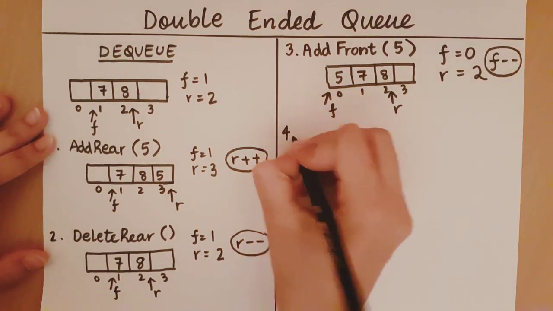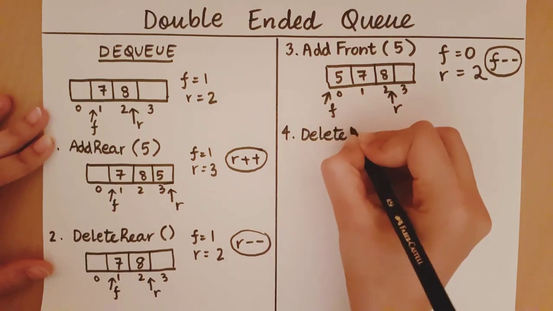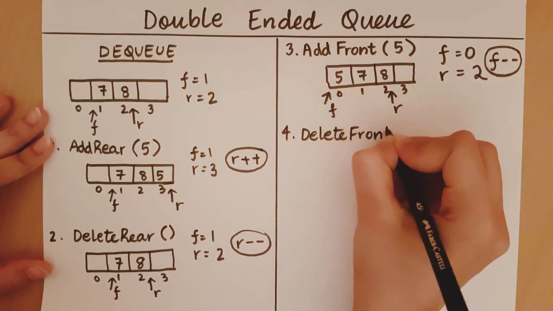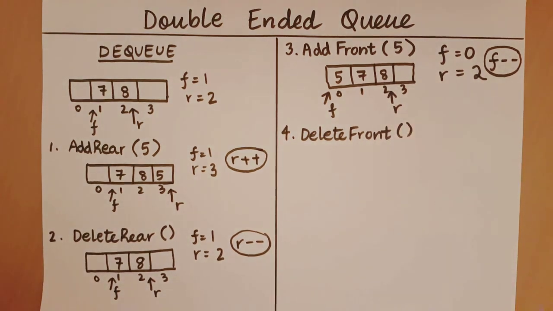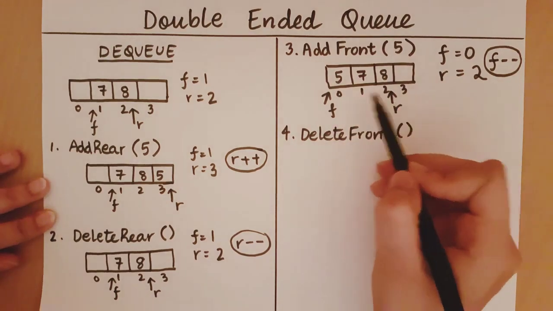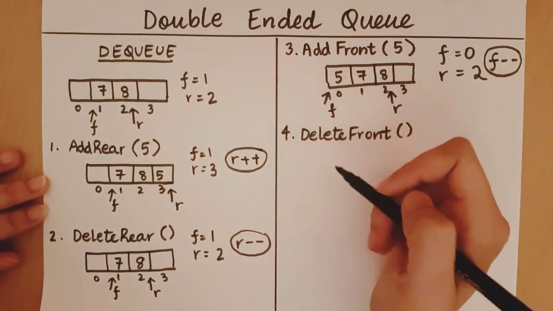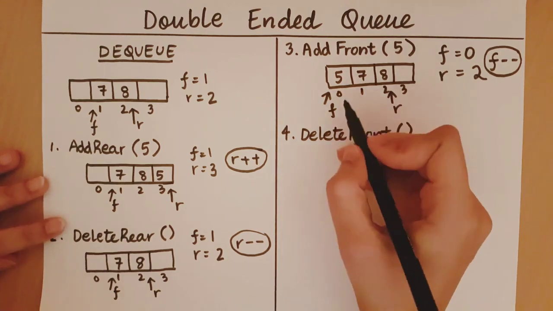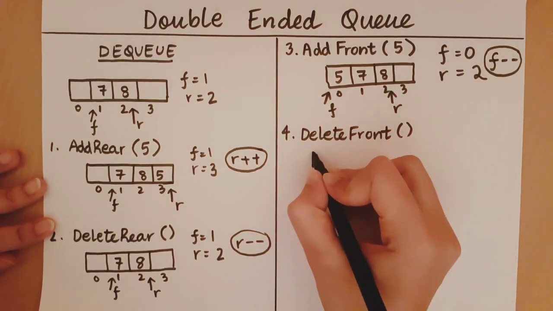Let's look at the fourth operation, which is delete from the front. When we delete from the front, and this is our existing queue, we want to delete the element 5 at index 0. To do that, we must move the front to index 1. So finally, I want a queue which looks like this.